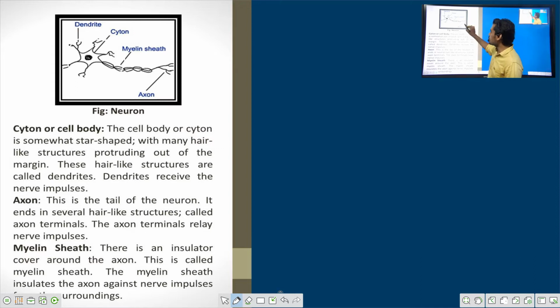Moving on to the axon. As you can see, it is at the end. It is the tail of the neuron. It ends in several hair-like structures called axon terminals.